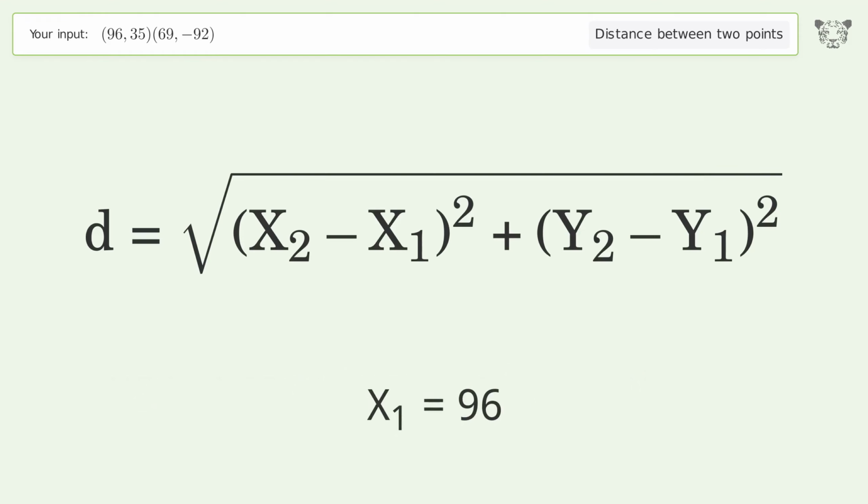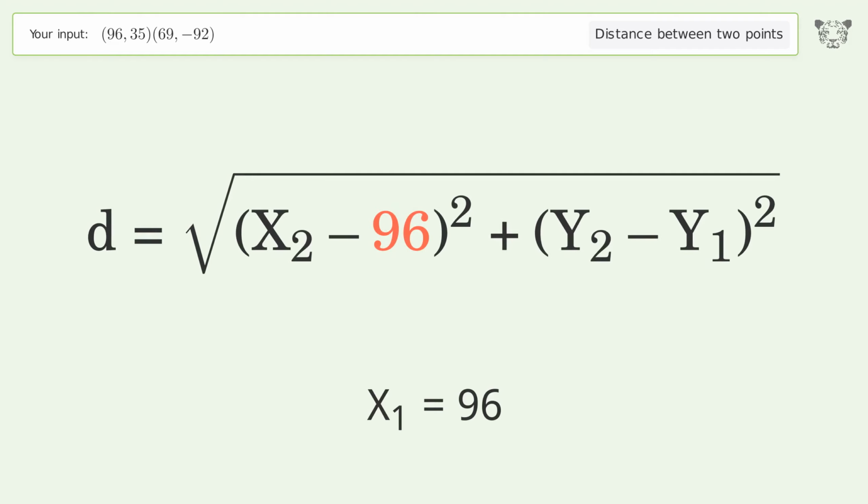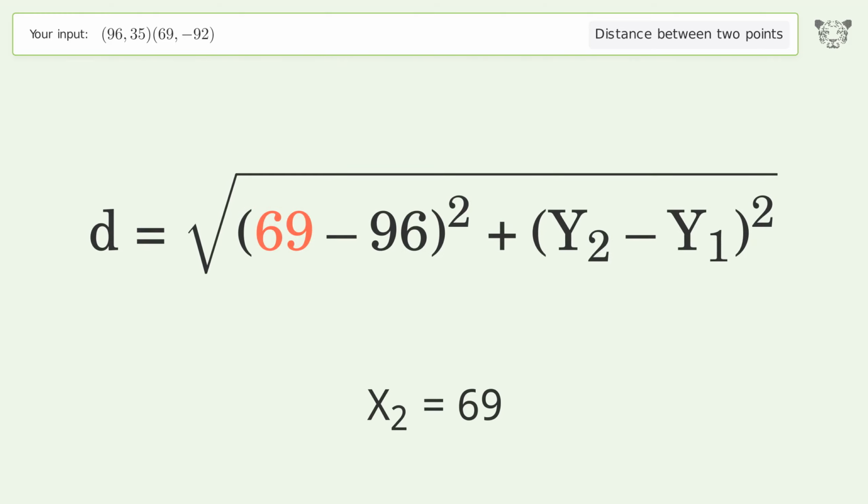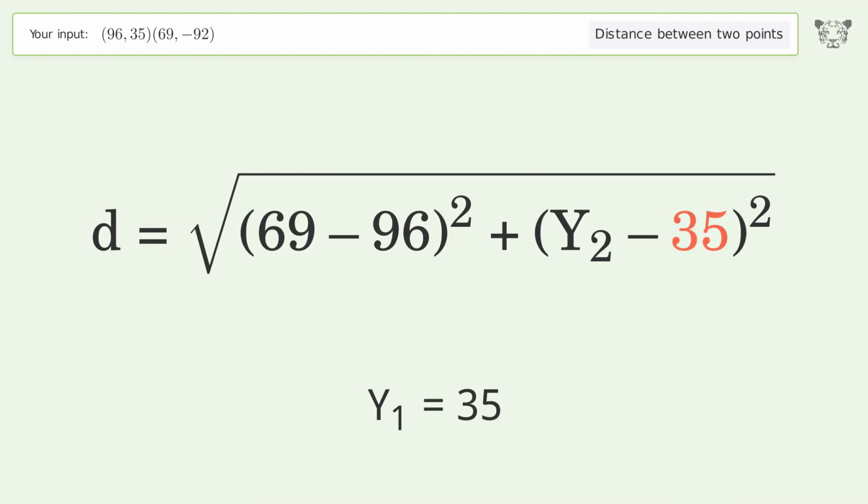x1 equals 96. x2 equals 69. y1 equals 35. y2 equals -92.